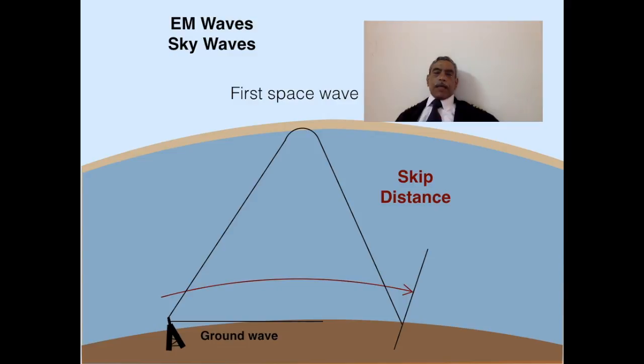Now, a wave which leaves the aerial at the normal vertical plane totally escapes into the atmosphere, and as the angle of transmission keeps gradually increasing, at some point we learned that it starts getting reflected internally. This angle at which the first space wave starts getting internally reflected is called the critical angle.